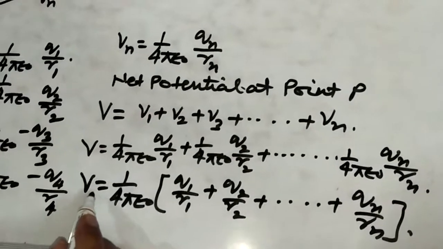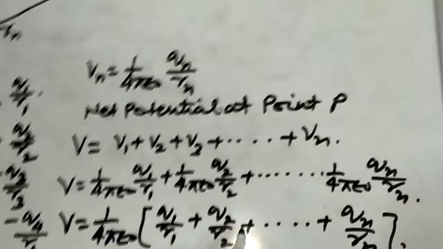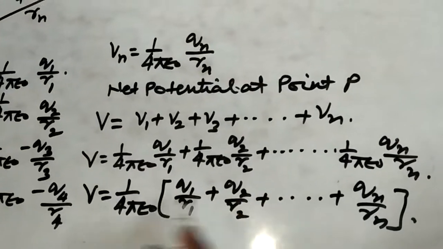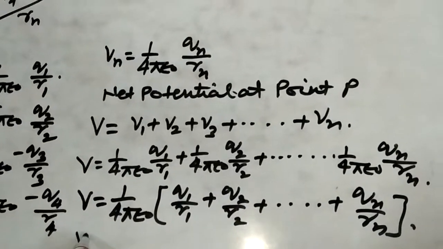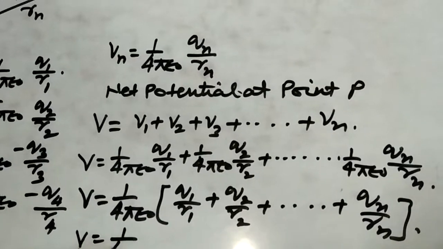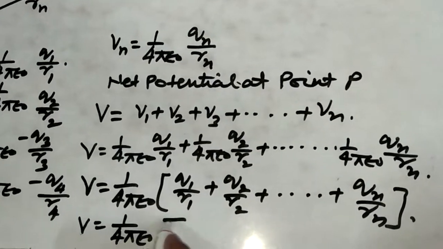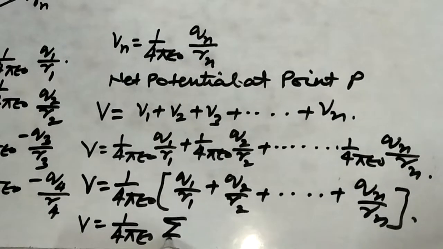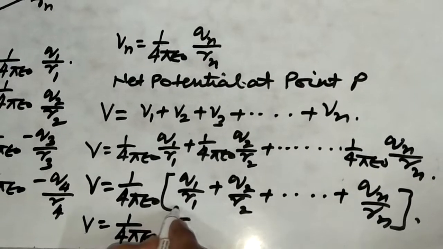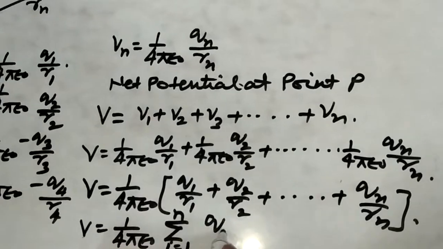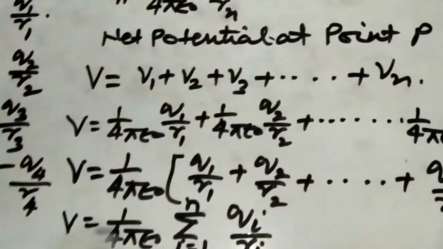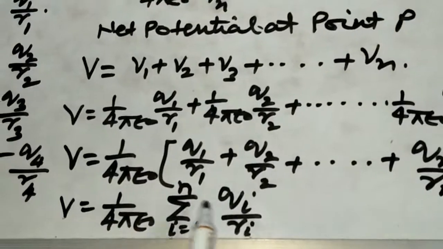And this expression can also be written in the form of summation, like V is equal to 1 upon 4 pi epsilon naught summation of i is equal to 1 to n Qi upon Ri. We can write all this expression in the summation form like this.